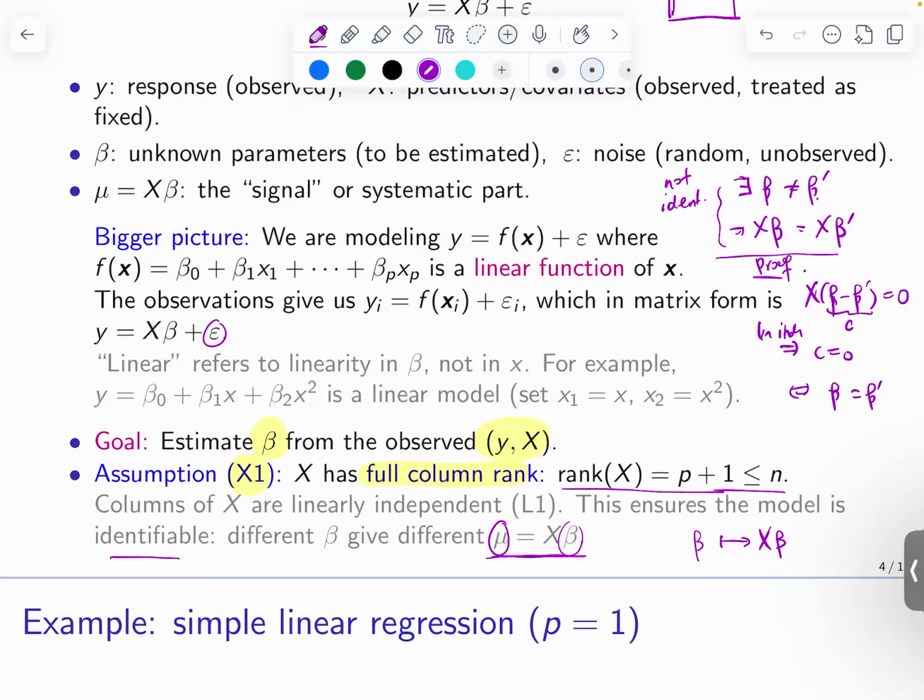Christopher. As Christopher pointed out, this map is one-to-one. So two different betas don't go to the same thing. That would be the opposite. So this map is one-to-one.